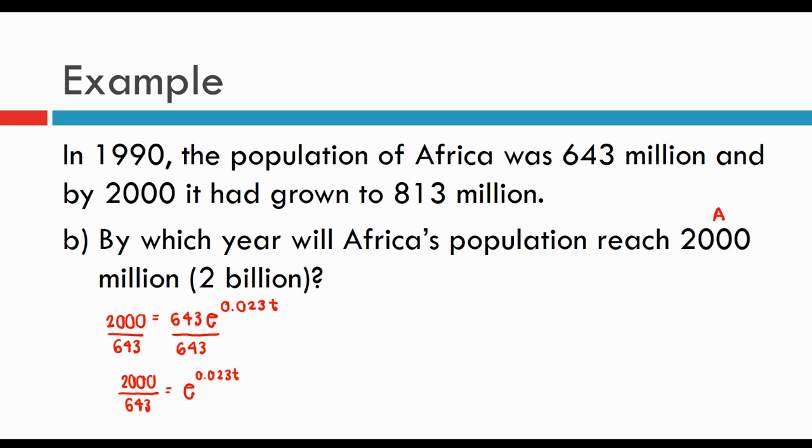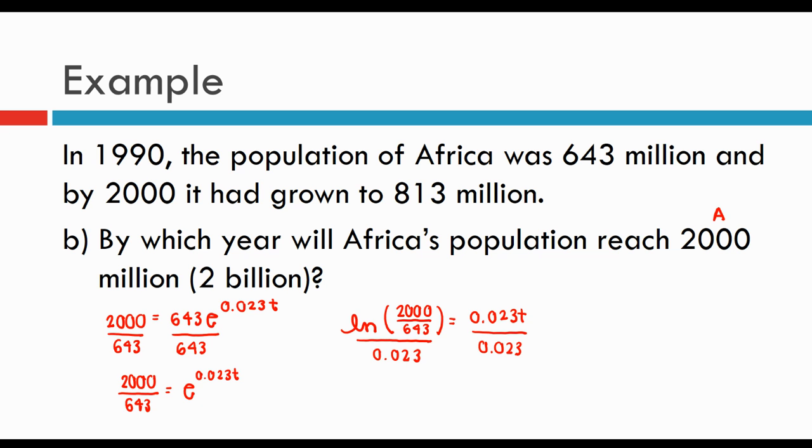Okay, so now I want to get rid of the base. So I'm going to take the natural log of both sides. So we'll have the natural log of 2,000 divided by 643. Remember, when I take the natural log of e, those are inverses, they cancel, so it will just leave us with the exponent, which was that 0.023t. And now I'm going to divide both sides by that decimal so I can get t by itself.